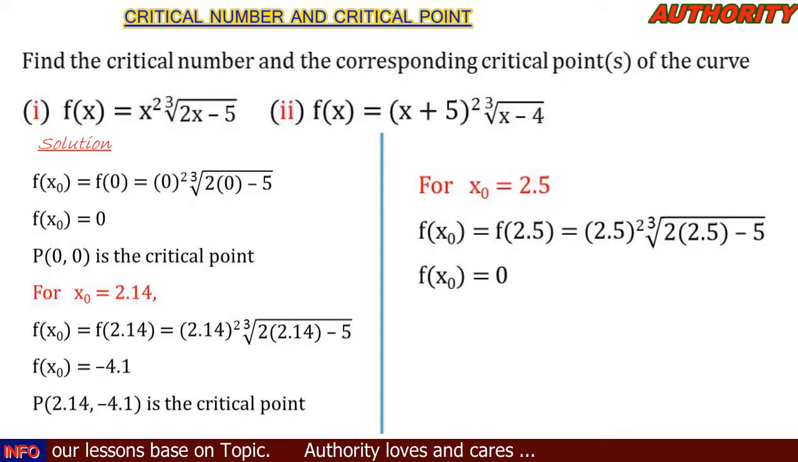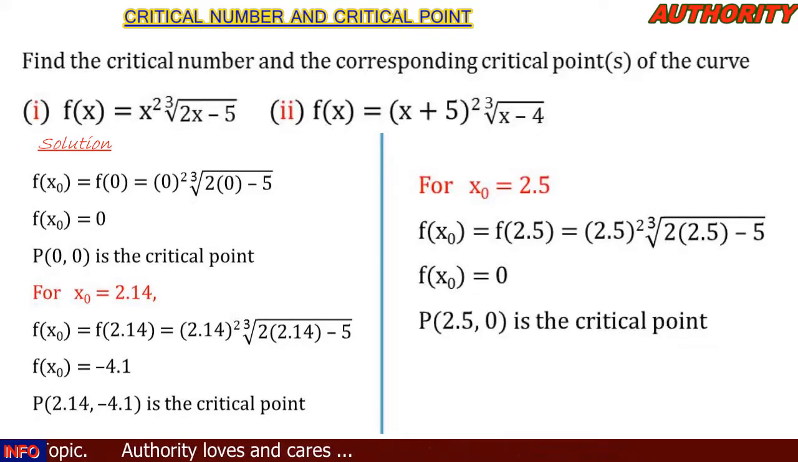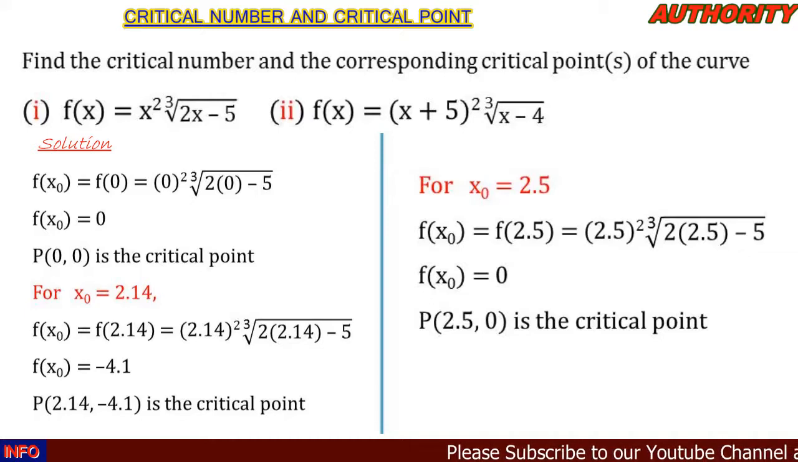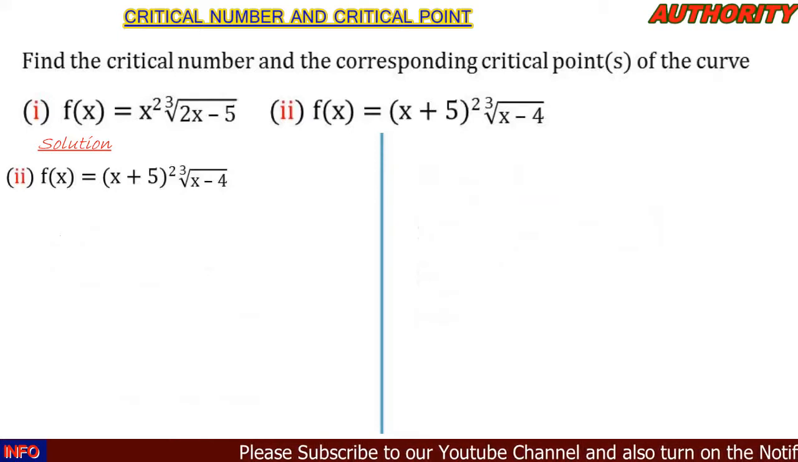All right, so the corresponding critical point is going to give us P of 2.5 comma 0 as the corresponding critical point. So for x naught 2.5, its corresponding critical point is equal to 0. I will say P of 2.5 comma 0 is the corresponding critical point. All right, now let's take the second question.